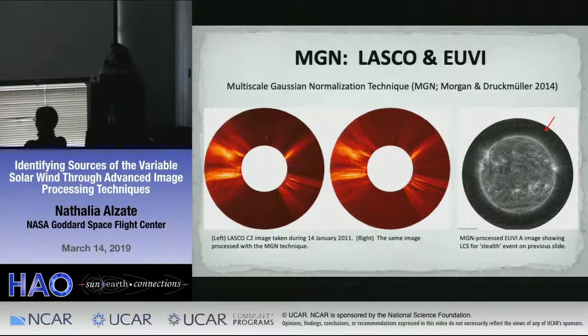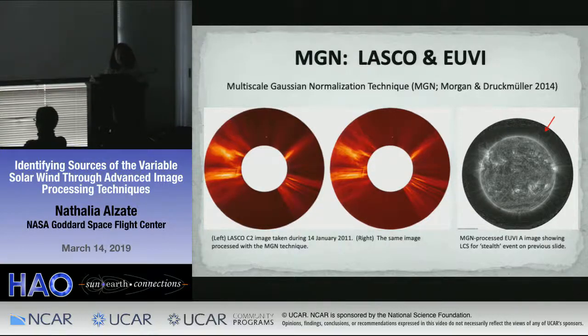I mentioned it in LASCO. So here, on the left is just the regular image after the NRGF, and then on the right you add the MGN so that you're actually seeing the details of the structures that are present in the coronagraph data. And you can apply this technique to EUVI as well. We've applied it to EIT, so any EUV works well.